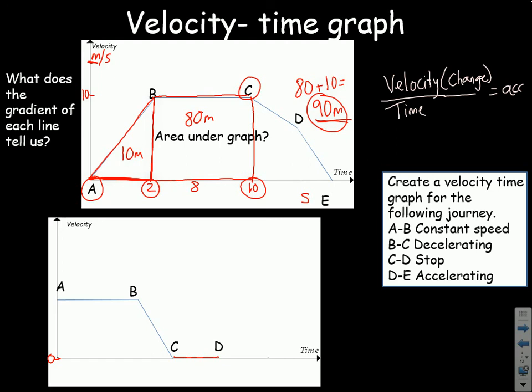Alright then, and finally from D to E the object is accelerating, and I will say that it is uniform acceleration. So once again we will see a straight line, but this time it will be going in an upwards fashion, just like that. So that would be a velocity time graph to represent that motion. So constant speed from A to B, decelerating from B to C, C to D it has stopped, and then from D to E it is accelerating.